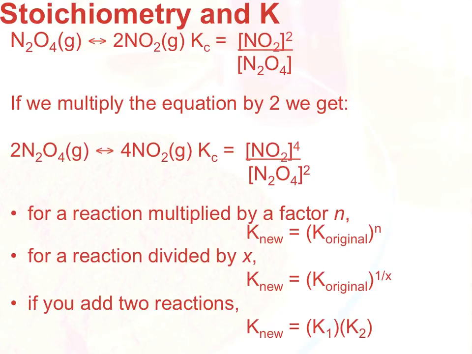In the context of adding multiple reactions, if we added 2 reactions together, we can get our new equilibrium constant by multiplying the K values for each of the individual steps that we added. Okay, so these are some shortcuts that can help you guys with your calculations and basically speed up the process.